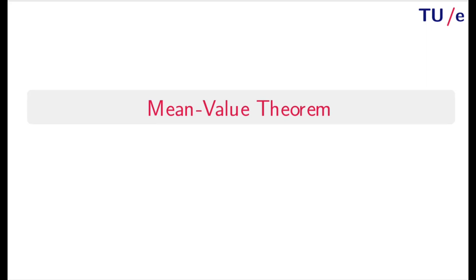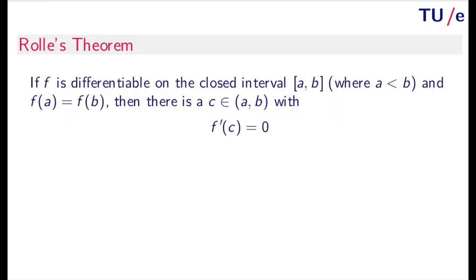The mean value theorem. Before we state the mean value theorem, we first concentrate on Rolle's theorem. If you have a differentiable function f on a closed interval from a to b, and f of a is equal to f of b, then we can find a c in the inner part of the interval, so between a and b, with the property that the derivative of f at c is equal to 0.